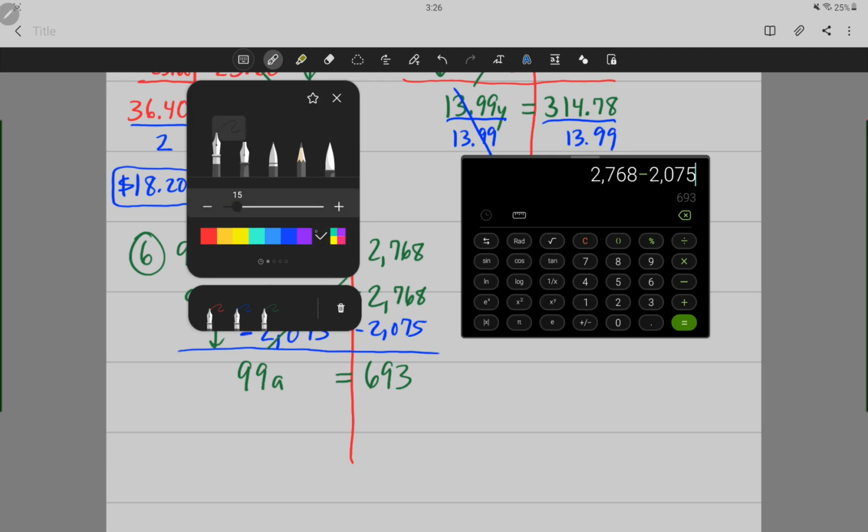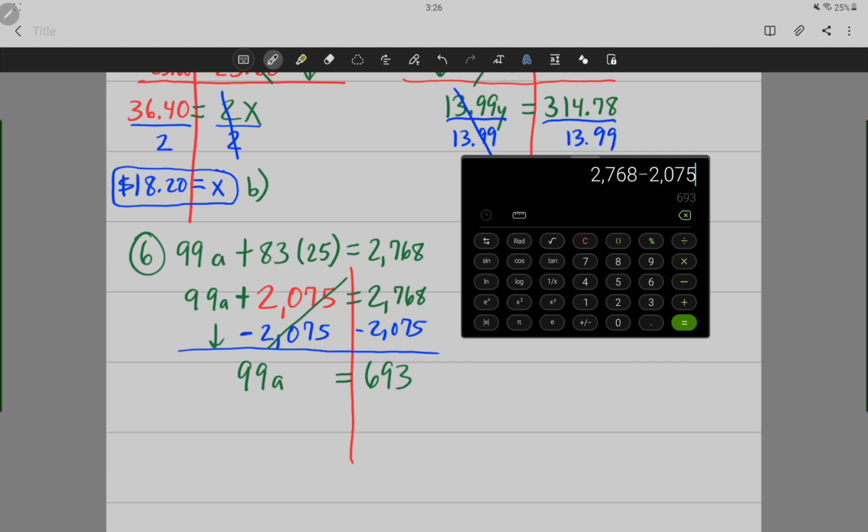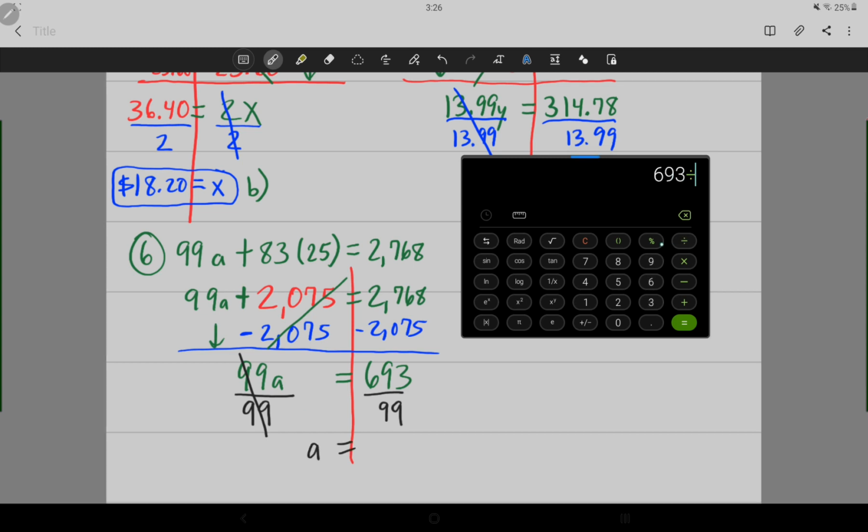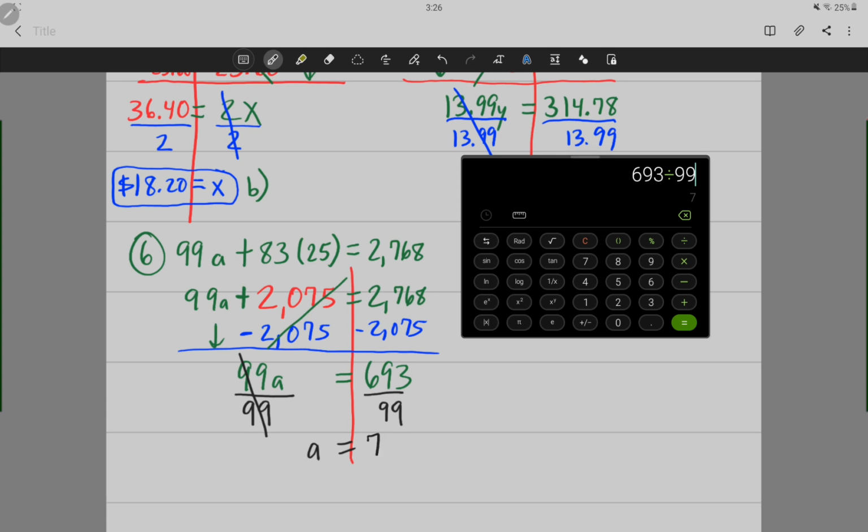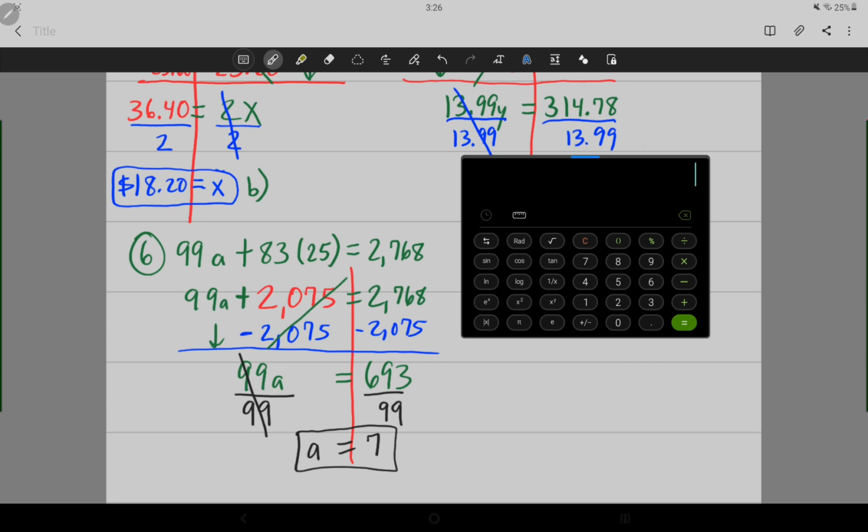Last but not least, it says 99A or 99 times A. So that's multiplication that we're looking at. So we get rid of multiplying by dividing, which is opposite, and divide by the coefficient. That number in front of A says 99, so we divide by that. So it can go away. 99 divided by itself is 1, so cancel. Bring down A and equals, and 693 divided by 99 gives us 7. That means 7 adults went on this trip.